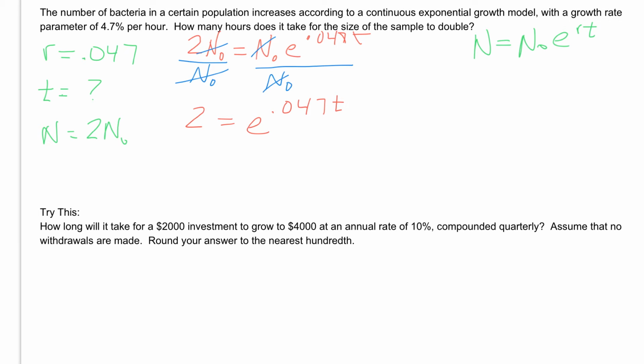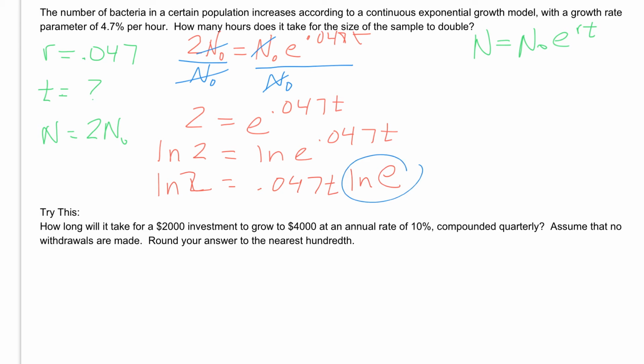Now we can go ahead and take the log of both sides, or the natural log of both sides, because we have our variable up in our exponent. Since our base is E, I'm going to choose to take the natural log of both sides. So we have the natural log of 2 equal to the natural log of E to the 0.047 times T. Using our rules of logs, this exponent now can come out to the front. And we have the natural log of 2 equal to 0.047 T times the natural log of E.